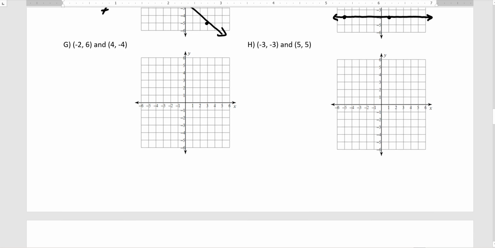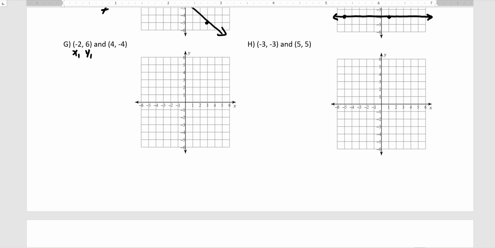Fantastic. All right. Looking at letter G: (-2, 6) and (4, -4). So we have x1, y1, x2, y2. Slope equals y2, -4, minus y1, 6, over x2, 4, minus x1, -2. -4 minus 6 is -10, over 4 minus -2, which becomes 4 plus 2, which is 6. This can be simplified. m equals -5/3.